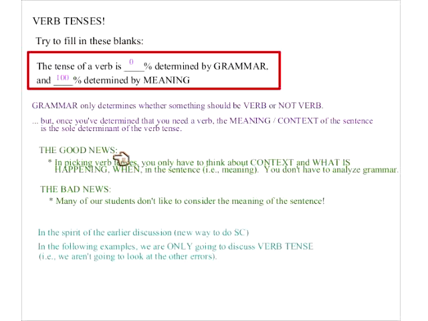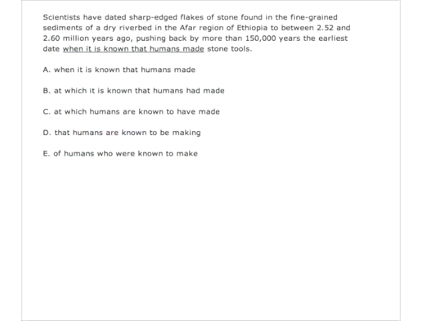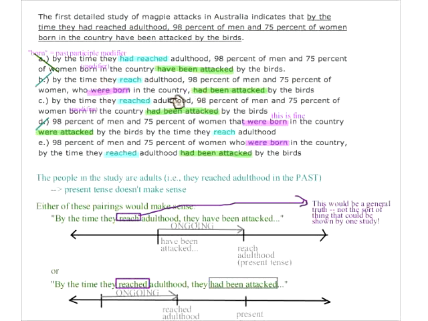What is the greatest marker that should tell you? You have to think about what's going on in the sentence. You have to realize, just using intuition, common sense, whatever you want to call it: okay, we're talking about a study. A study has to look at things that have already happened, because that's what studies do. So you have to know these people are adults already, so reached in the past and had been attacked before that. It's really just meaning issues like that.